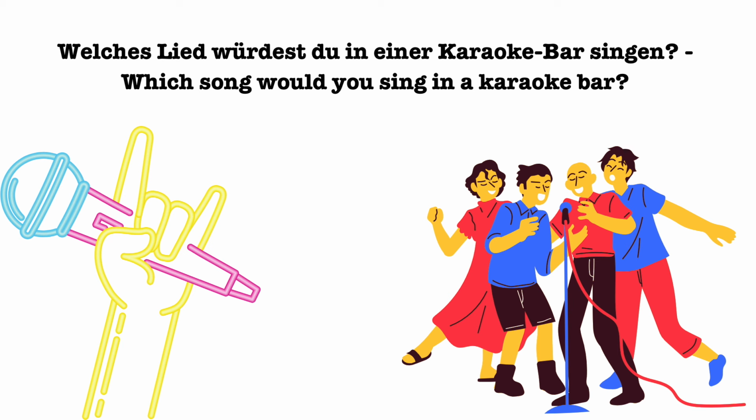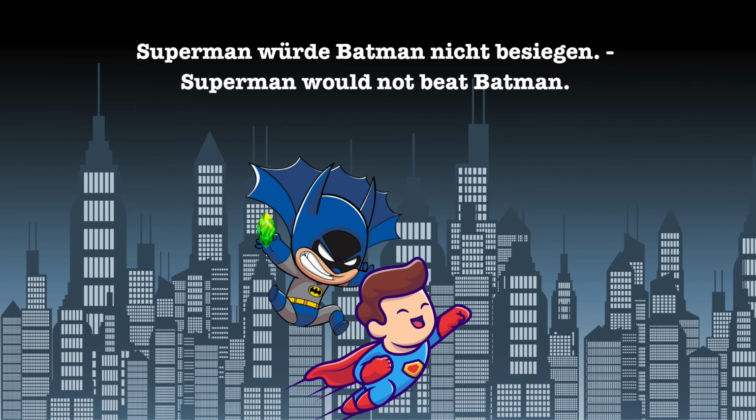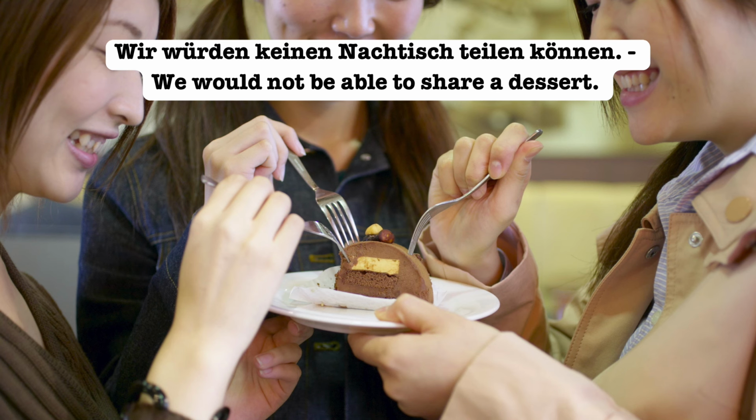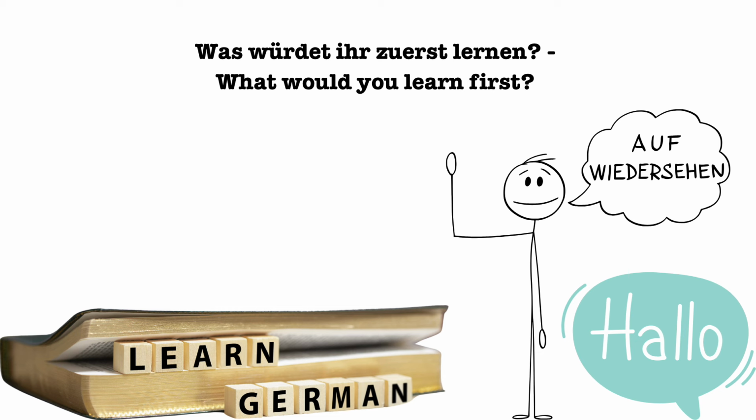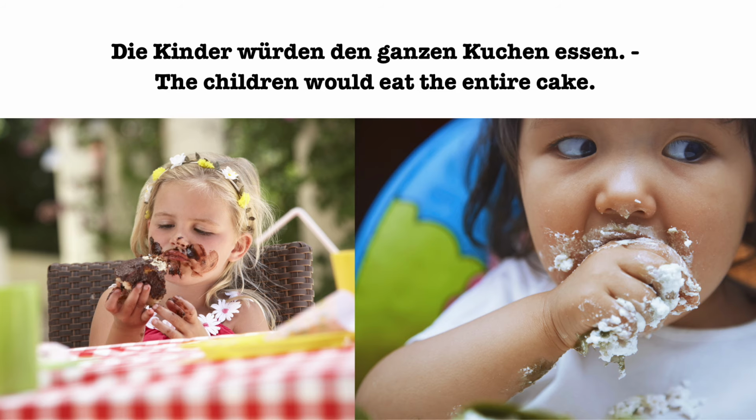Welches Lied würdest du in einer Karaoke-Bar singen? Which song would you sing in a karaoke bar? Superman würde Batman nicht besiegen. Superman would not beat Batman. Wir würden keinen Nachtisch teilen können. We would not be able to share a dessert. Was würdet ihr zuerst lernen? What would you learn first? Die Kinder würden den ganzen Kuchen essen. The children would eat the entire cake.